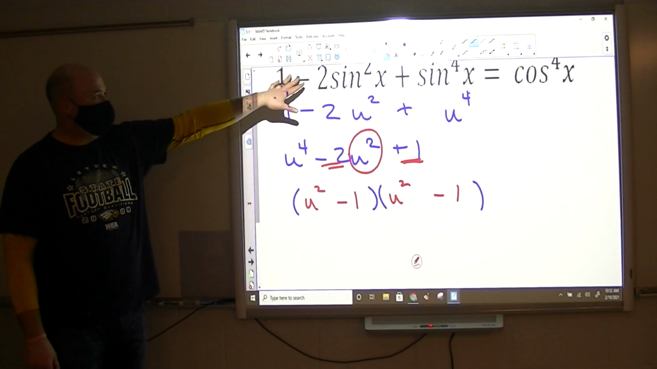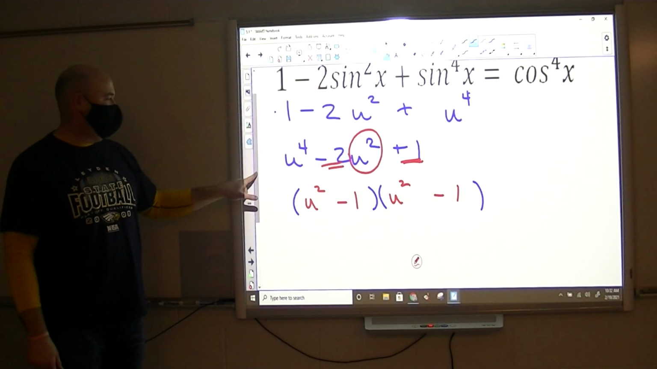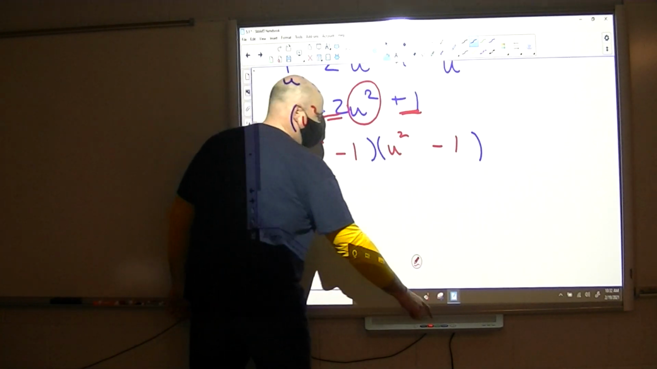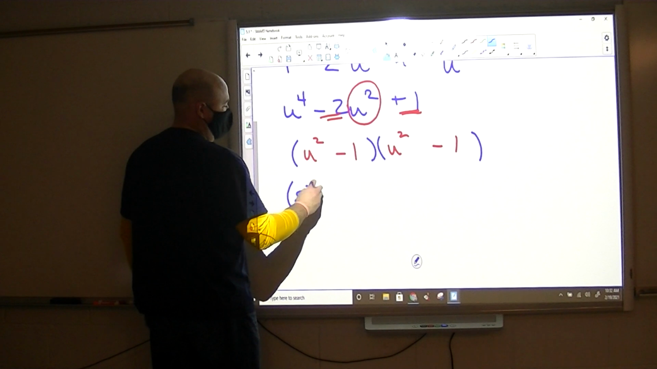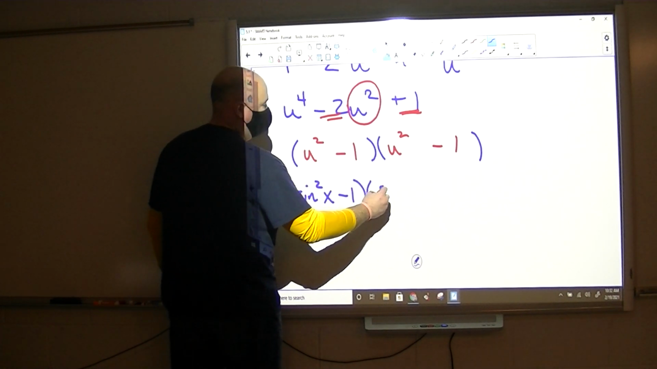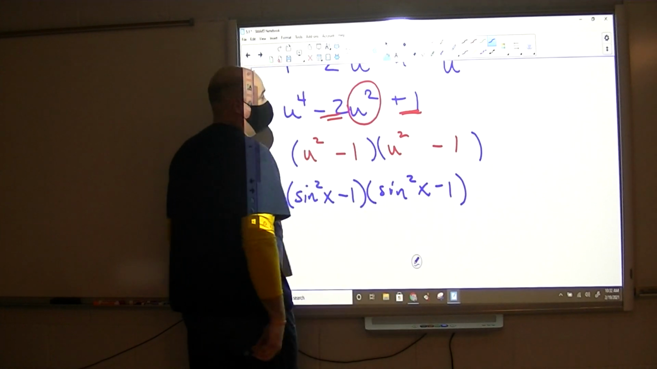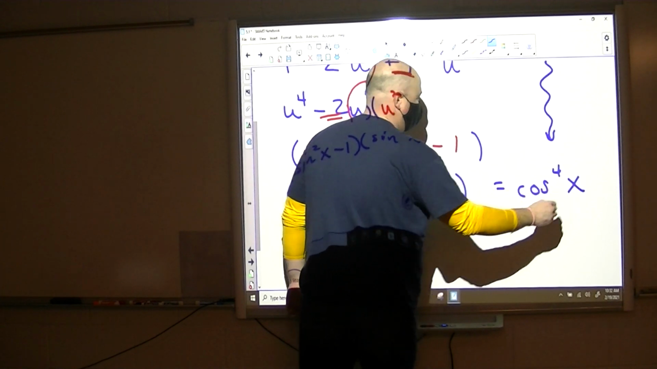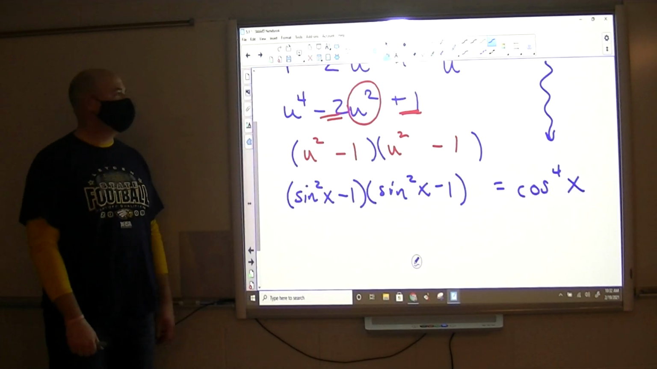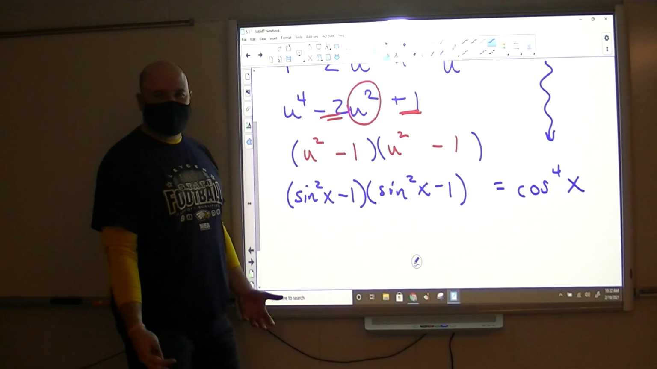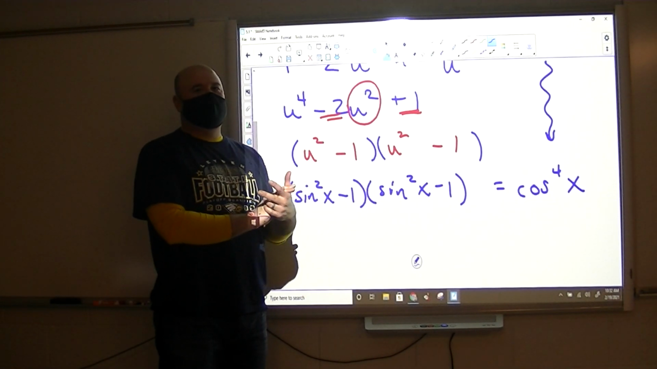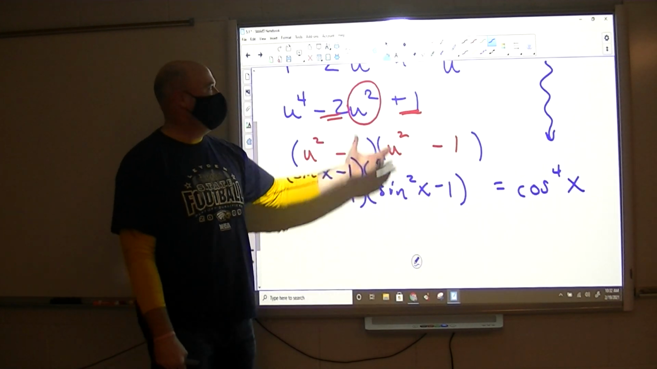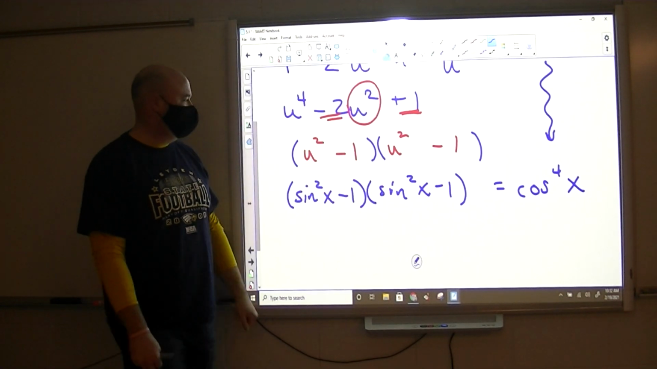So really, this expression could be factored into, what did we say u was? We said u was sine x. It could be factored into sine squared x minus 1, sine squared x minus 1. And this entire time, I realize I've left cosine to the fourth x all alone. And just as a word of advice, you're trying to simplify, so starting with the side that's the simplest isn't always the best option. That's why we attack the side that looks the worst first.